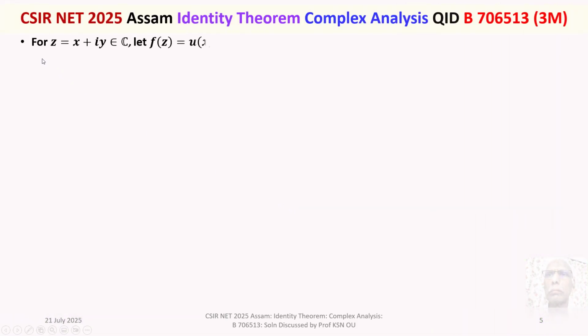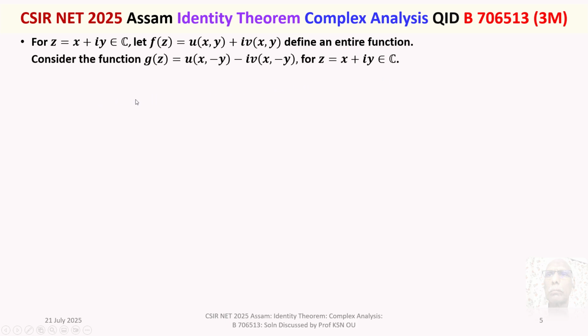The given question is: for z = x + iy belongs to the set of complex numbers, let f(z) = u(x,y) + iv(x,y) define an entire function, that is, f(z) is given to be an entire function to us. Consider the function g(z) = u(x,-y) - iv(x,-y) for z = x + iy belongs to C.